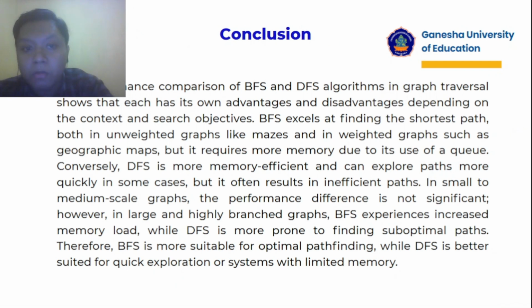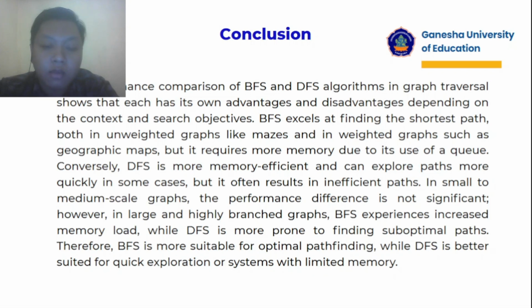The performance comparison of BFS and DFS algorithm in graph traversal shows that each has its own advantages and disadvantages, depending on the context and search objective. BFS excels at finding the shortest path, as we know before. BFS is much better at searching the shortest path than DFS in both unweighted graphs like a maze and weighted graphs like geographic maps, but it requires more memory due to its use of a queue.